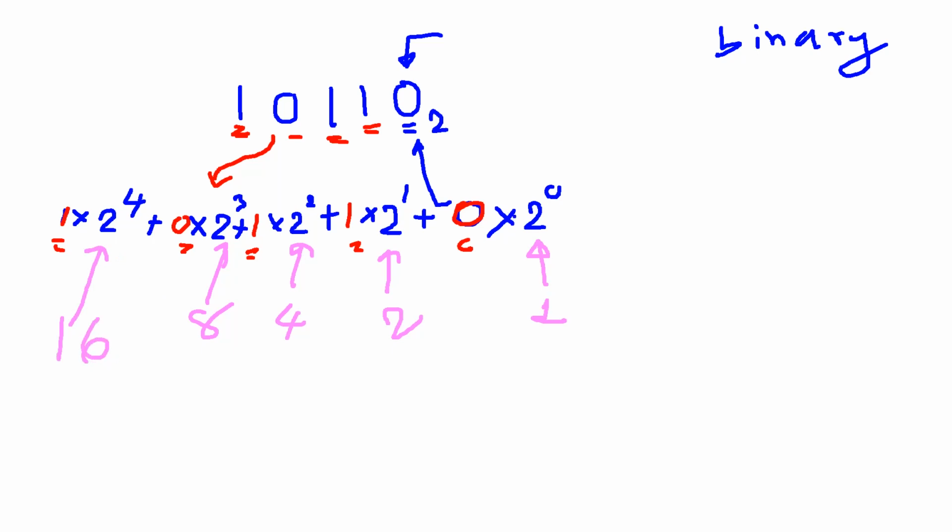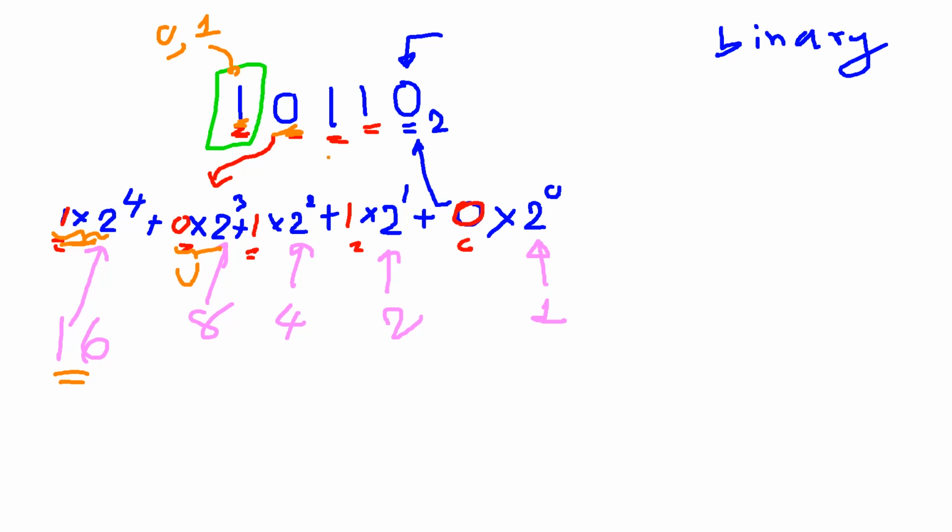So for base 2, again, for each digit or each position, the number can be either 0 or 1, right? Okay, for base 2. So if the digit is 1, that means the result of this position is the weight for this position. But if the digit is 0, 0 multiplied by some number, the result is 0. That means in binary it's very easy.